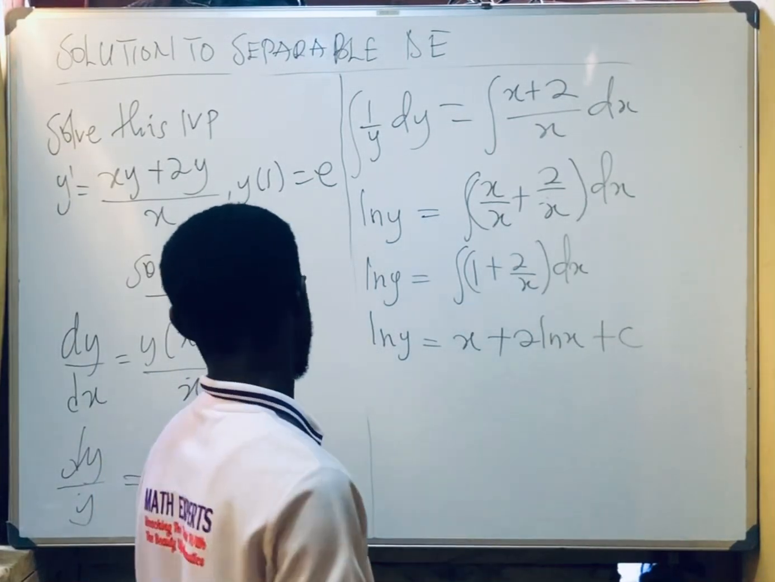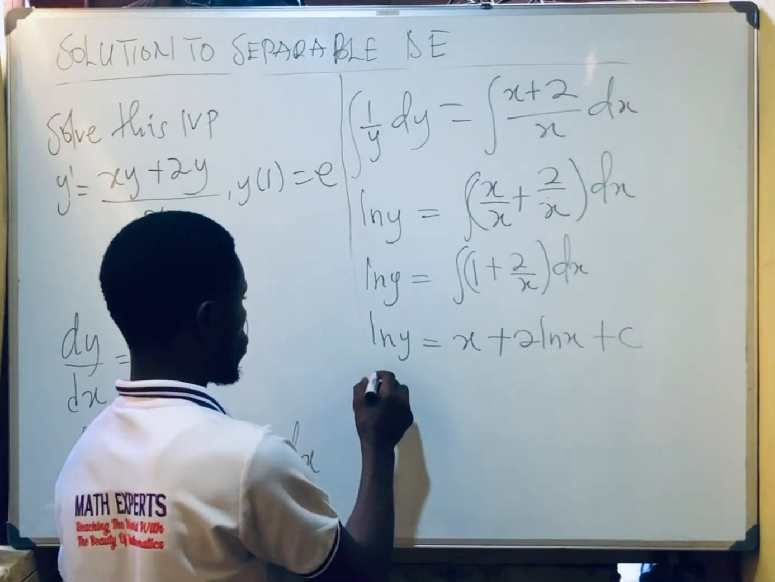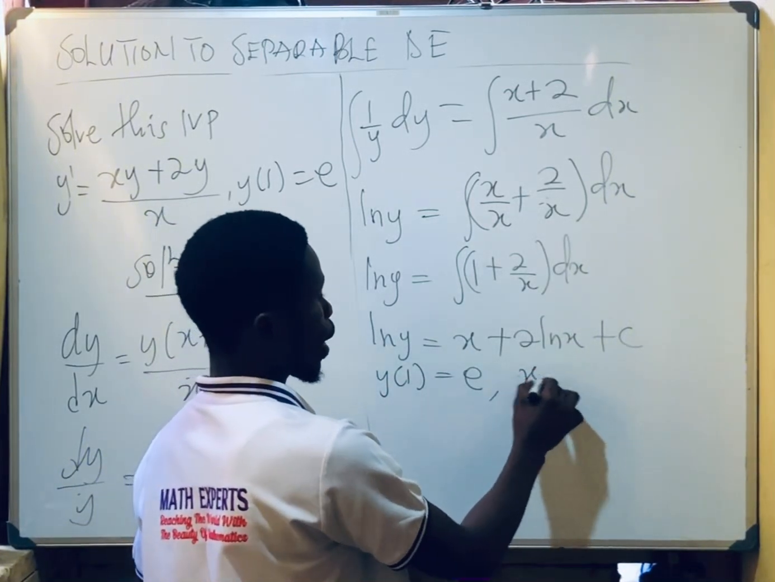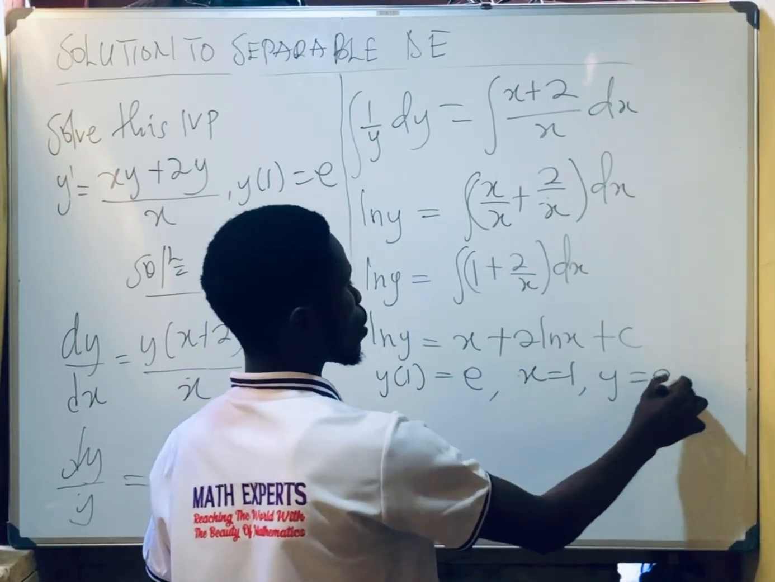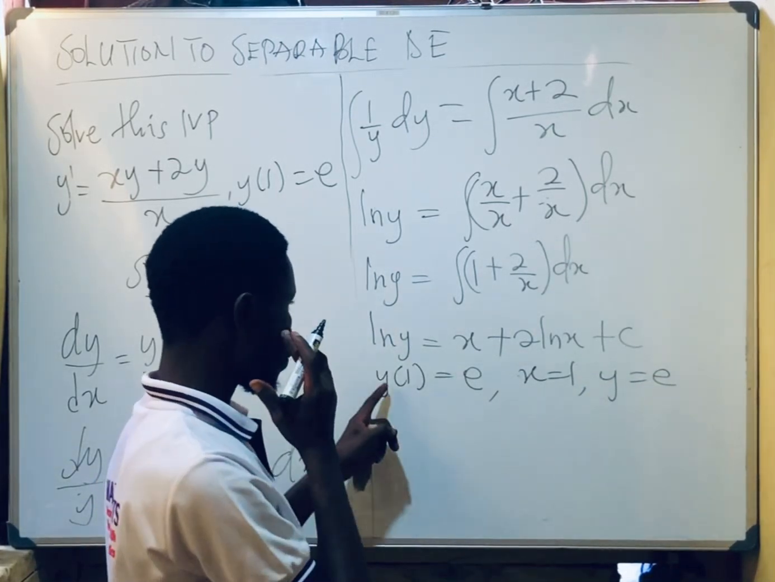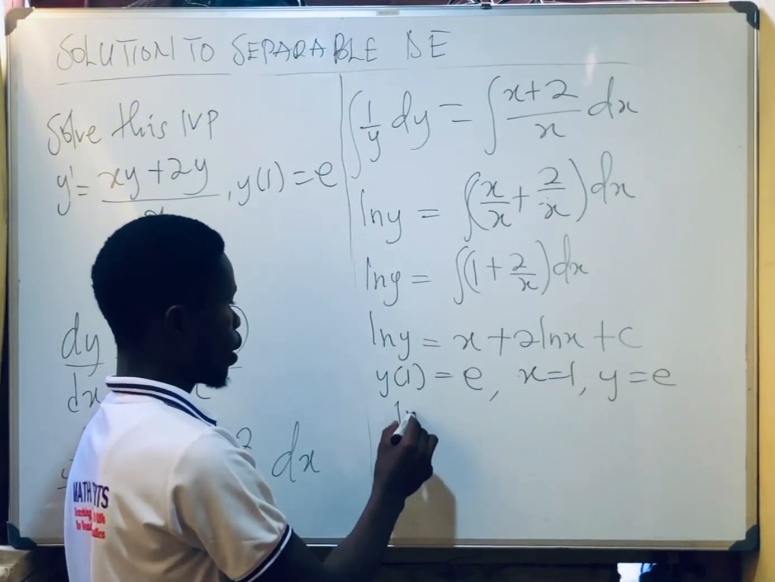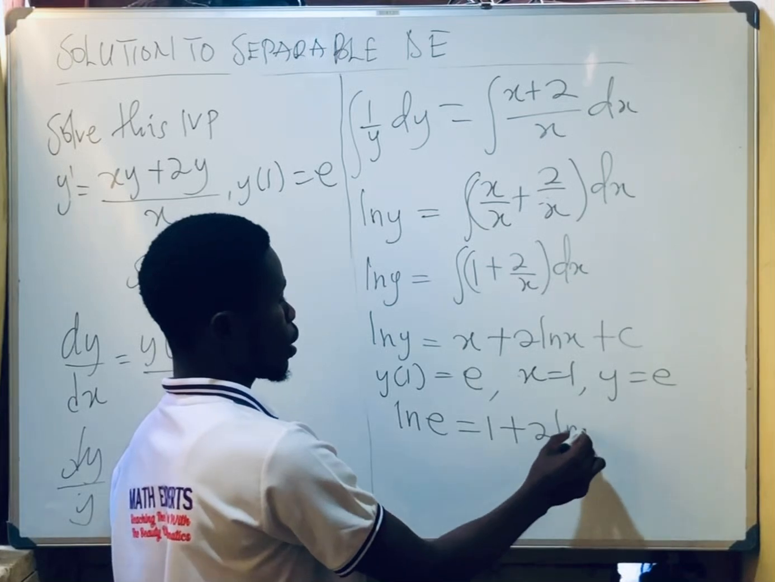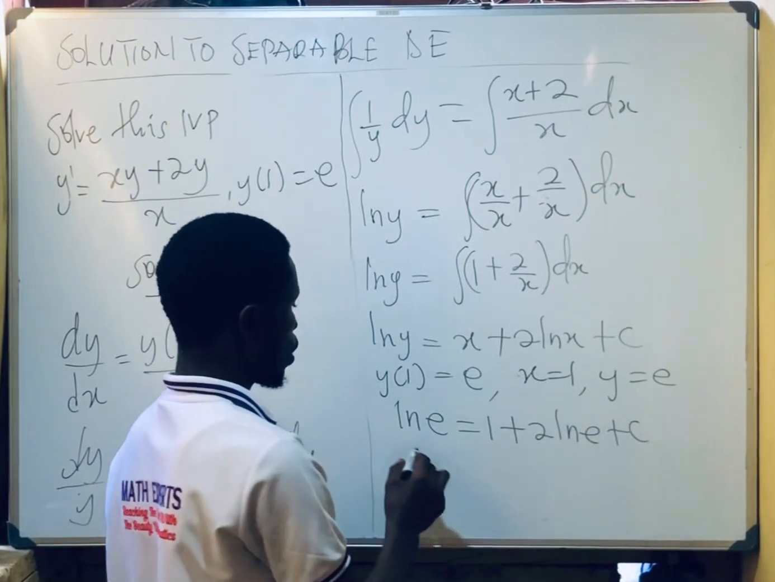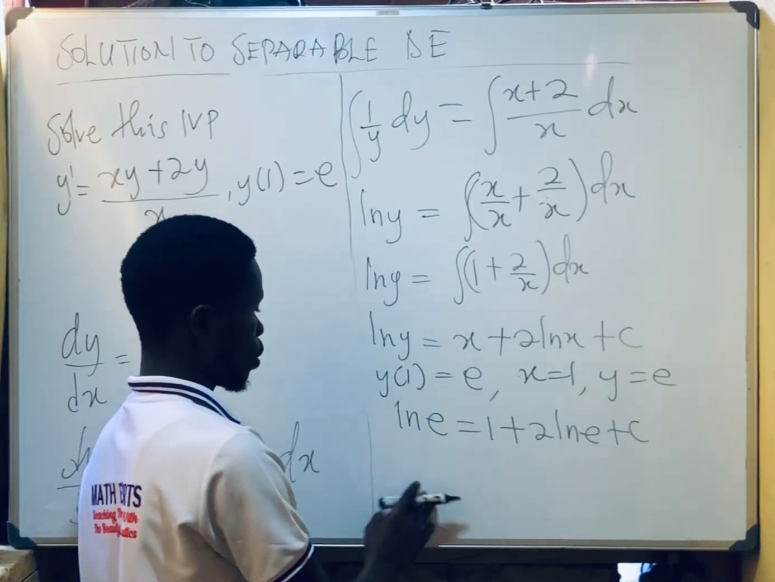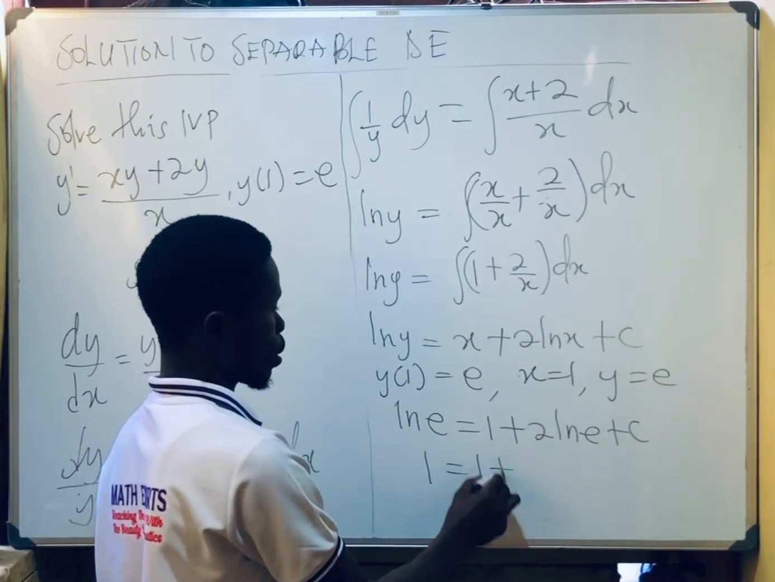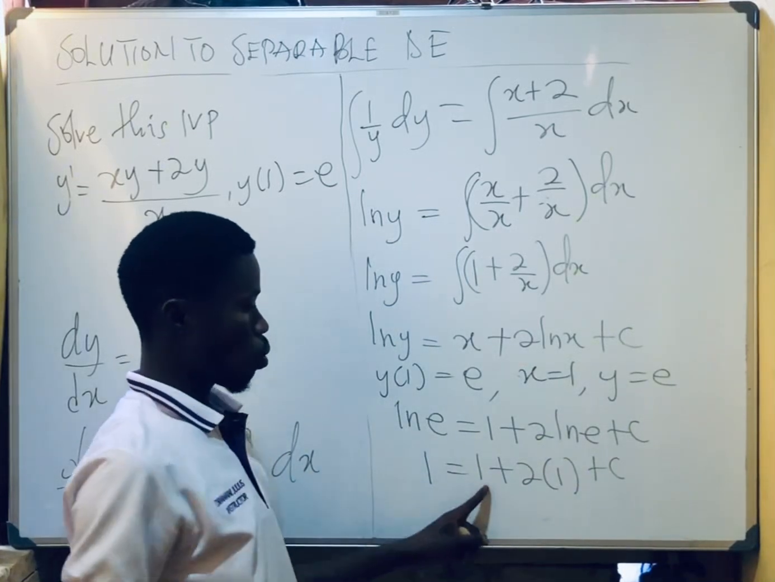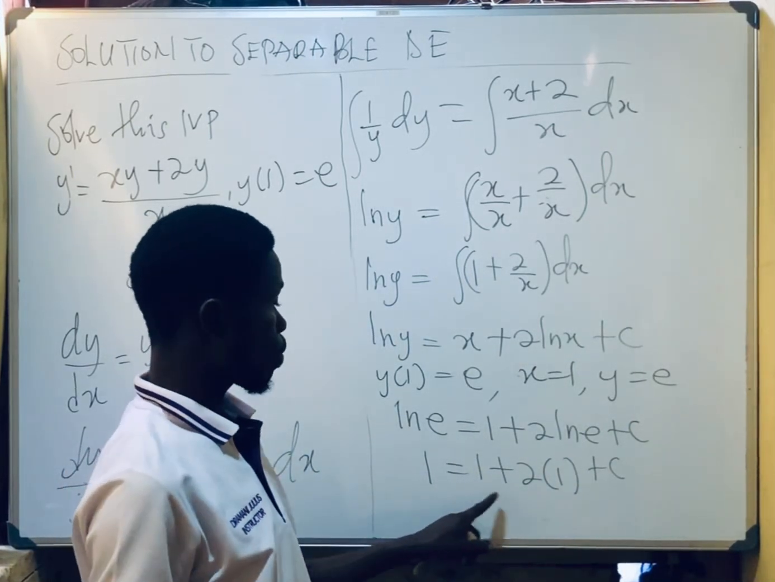Is that okay? Now let's apply the initial condition where we have y(1) equals e. And as usual, our x is 1 and our y is what? e. So let's see. y is e, so I have ln e equals, x is 1, so 1 plus 2 ln 1 plus c. And you know that ln e is 1. So 1 equals 1 plus 2 times 1 plus c, which means 1 plus 2, because 2 times 1 is 2. So 1 plus 2 is 3.